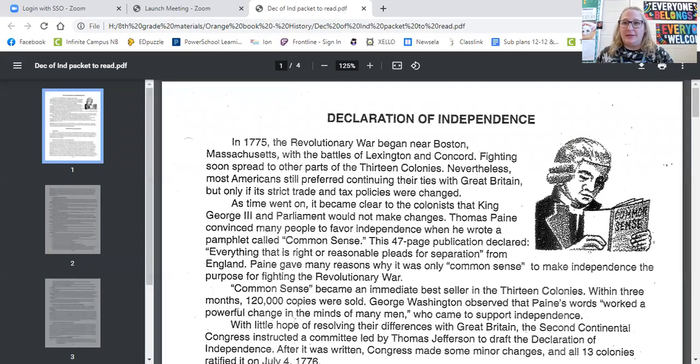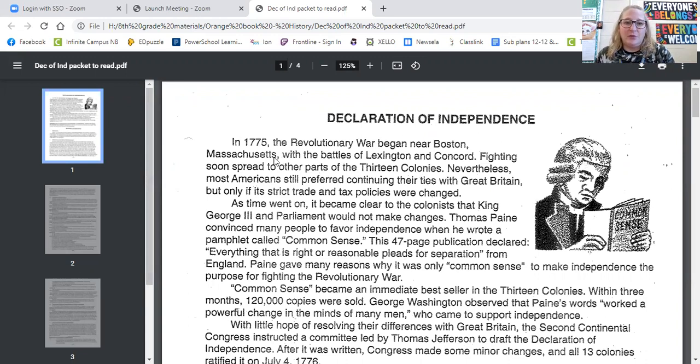Okay, now that we're set, we're going to start going through that. So I'm going to share my screen and I will tell you when you need to highlight, and that will help you to complete your work. So let me just share my screen here. Okay, so everybody should be able to see the Declaration of Independence packet that you have in front of you, with Thomas Paine here reading his own Common Sense.